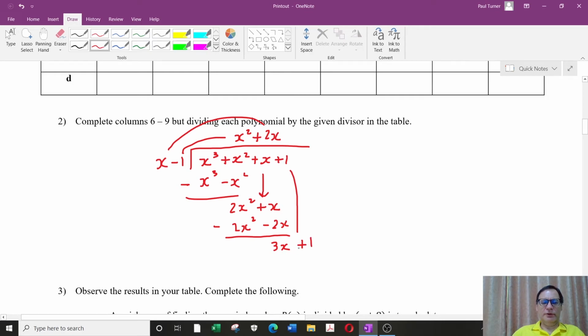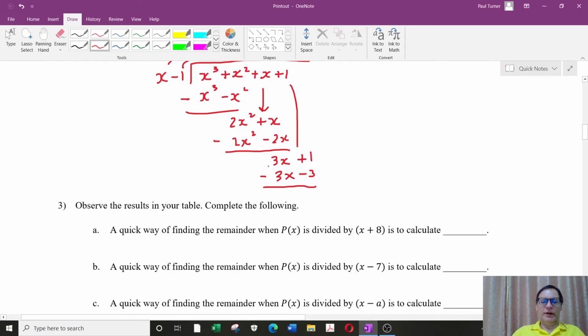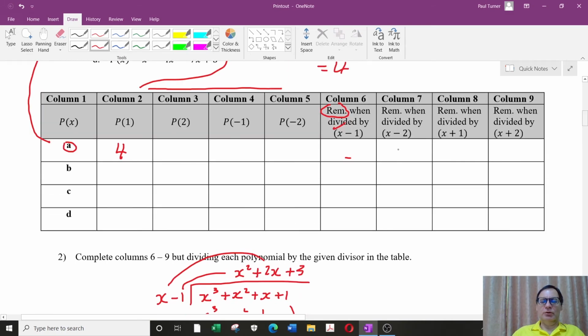But don't stop here. We still have a number on the end here. So we've got an x, we have a 3x. So this looks like it will be 3. 3 times x is 3x. 3 times negative 1, negative 3. And subtract. But then we're going to get 1 minus negative 3, which is 4. That is the number you write in your table here, 4. And look at that, it's the same as this number here.